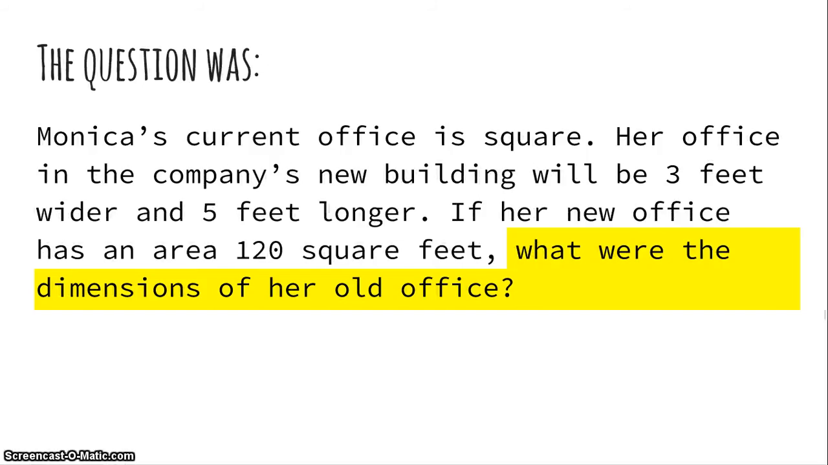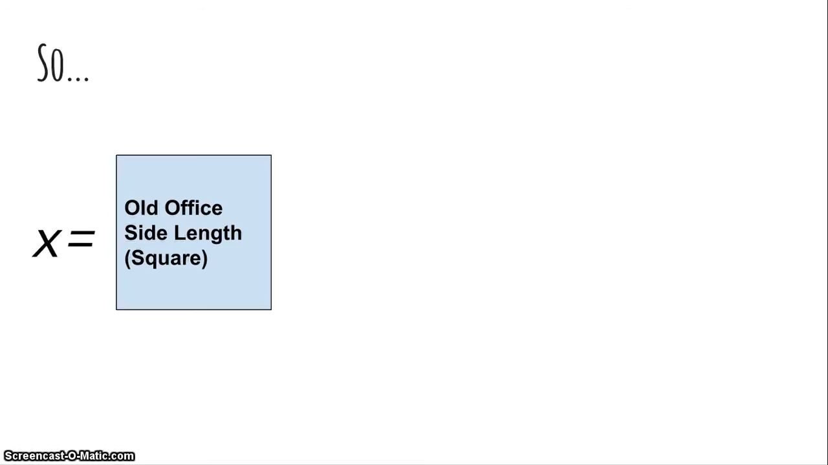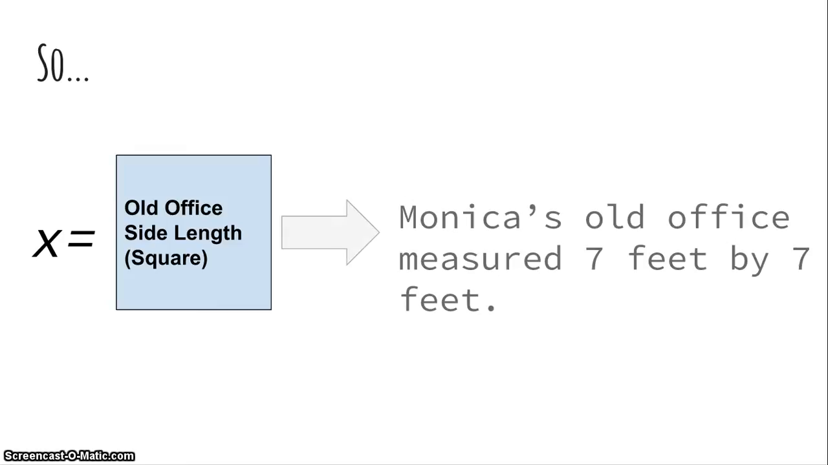Again, we need to go back to our first step and clarify what the actual question is. The problem wants to know what the dimensions of Monica's old office were. Once we set up our equation and solved it, we found that x equals -15 or x equals -7. And if we remember that x was meant to represent the length of one of Monica's old office walls, and therefore all of her old office walls, then we can comfortably state that Monica's old office measured 7 feet by 7 feet. And that, ladies and gentlemen, is how you state your solution.